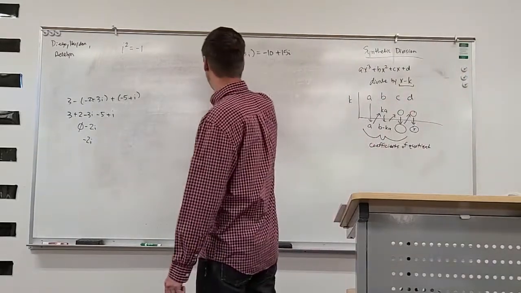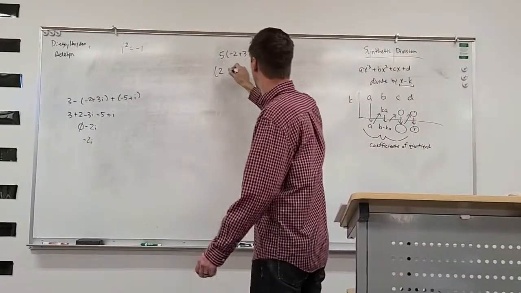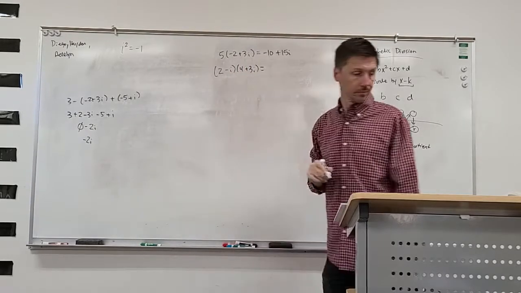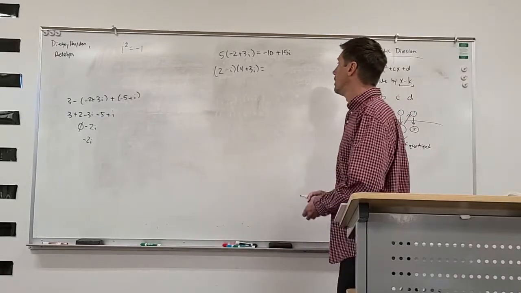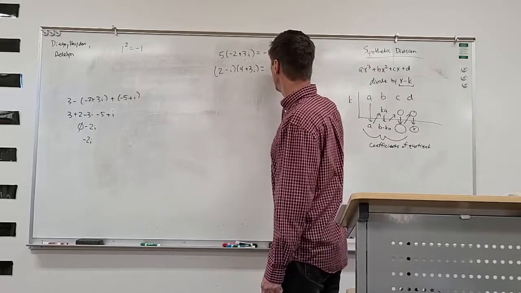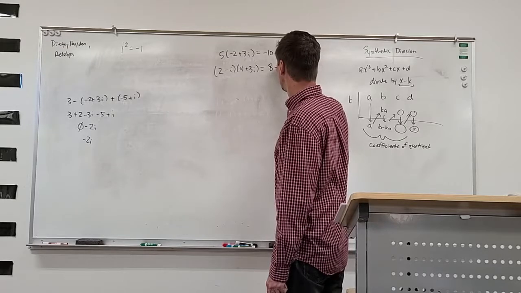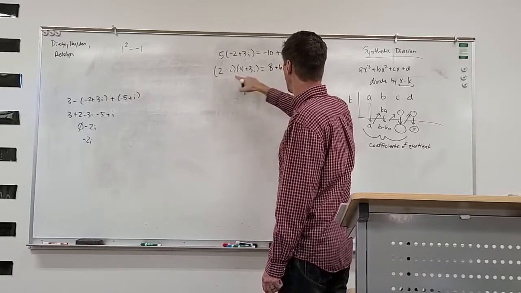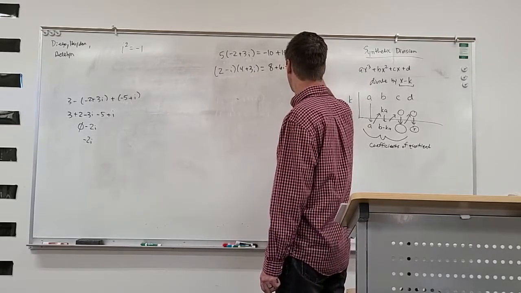If we have 2 minus i times 4 plus 3i, when we think about those i's as being variables, we would use the FOIL method to solve this. So first terms, 2 times 4 is 8. The outer terms, we have a positive 6i. The inner terms, we have a negative 4i. And then the last terms, we have a negative 3i squared.